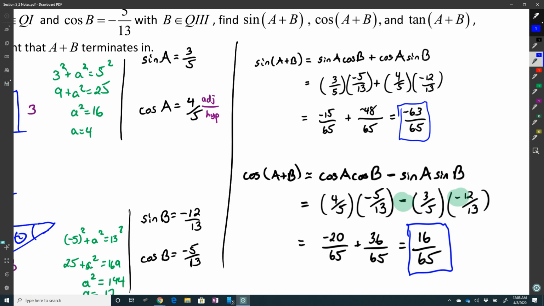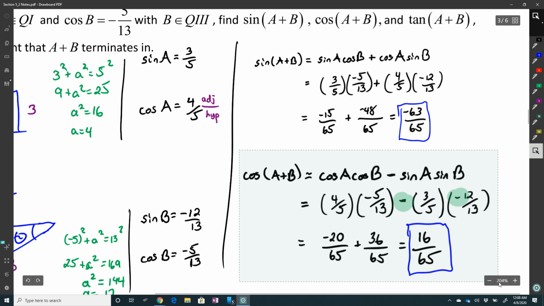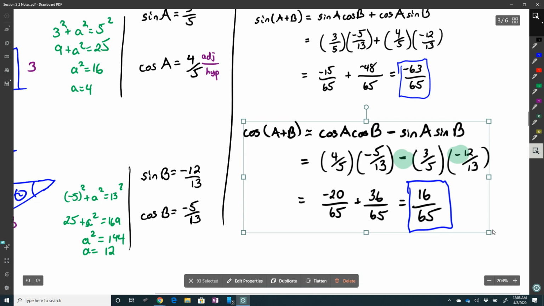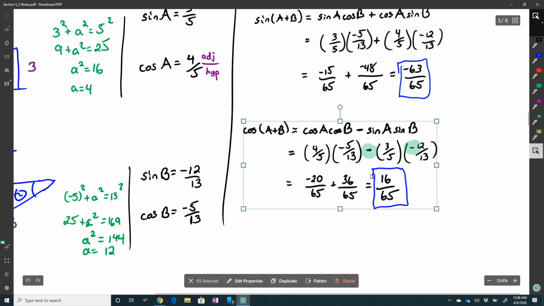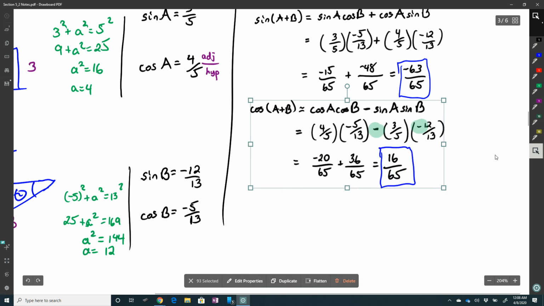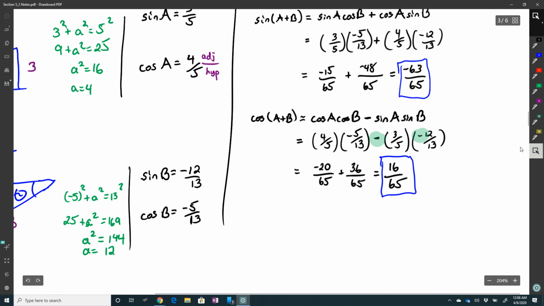Yay! So that's that one. And now, how do we find tangent? I know if you look at the bottom of the page, there's eventually going to be a formula for it. But for now, to find tangent, let's just do what we always do. If you have cosine and sine, you can easily figure out tangent.